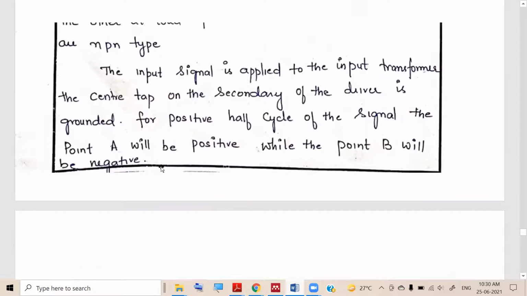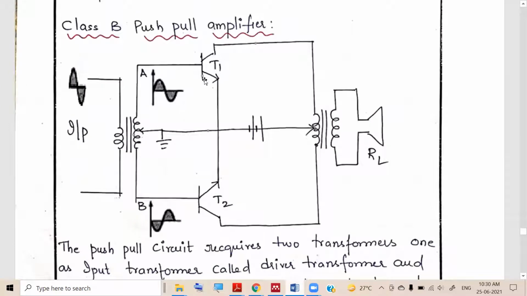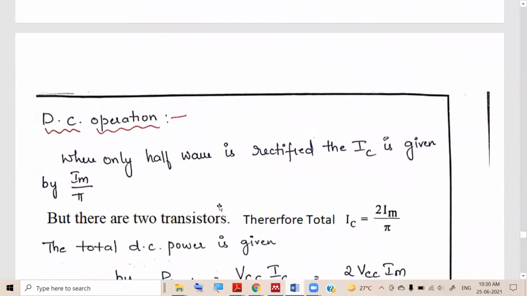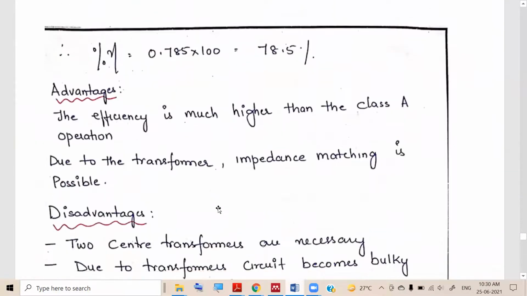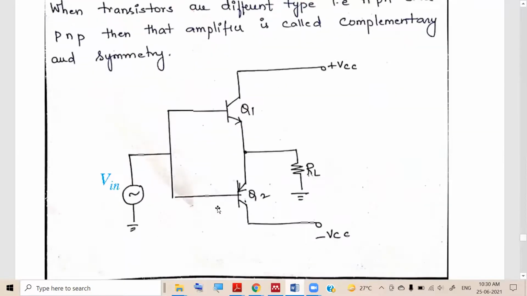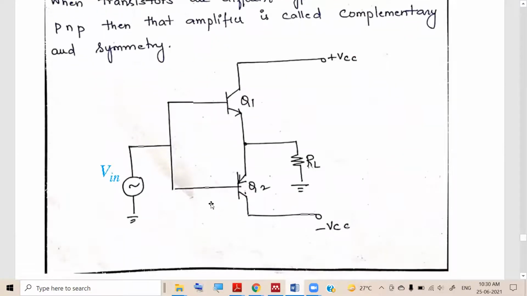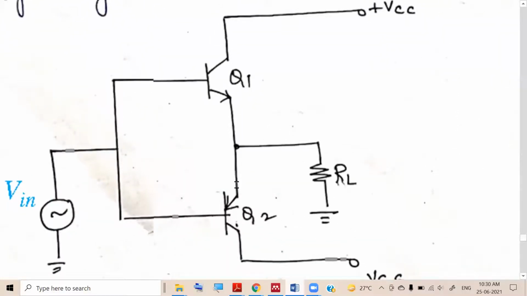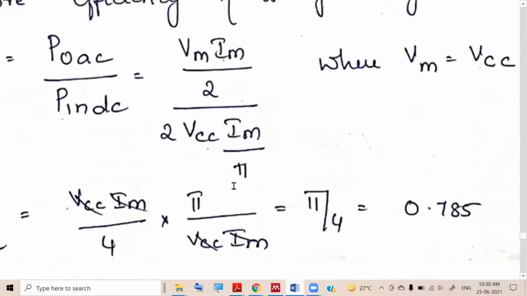Instead, we are selecting T2, which functions opposite to that of T1. So what do we mean by that? Q2 is a PNP transistor. The arrow is inward. So this is P, this is N. The arrow is inward. So what do we have here?